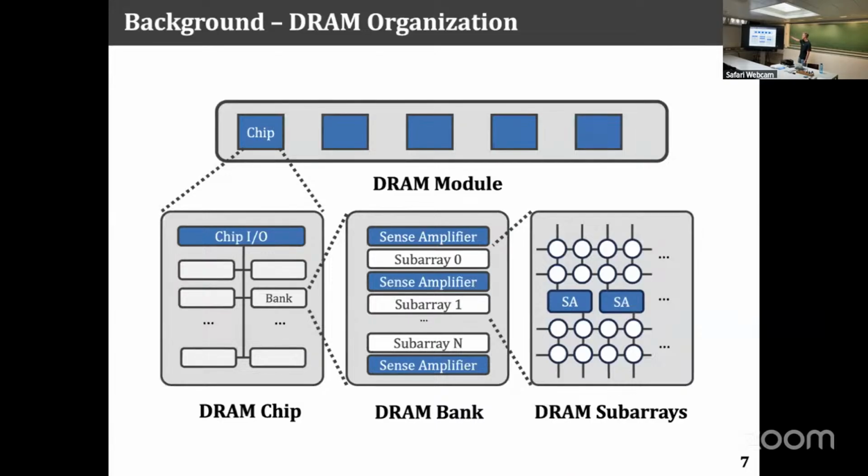A module consists of multiple chips. Each chip is basically a stack of banks, and each bank is basically a collection of subarrays. The important part for this paper is that the subarrays share common sense amplifiers. The sense amplifiers are used to sense the charges in the rows.